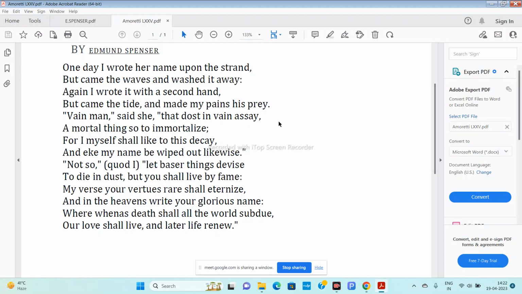And now in the next 6 lines of the poem, you will find the response of the poet. What does the poet say to this? The way he has been rebuked by his beloved.